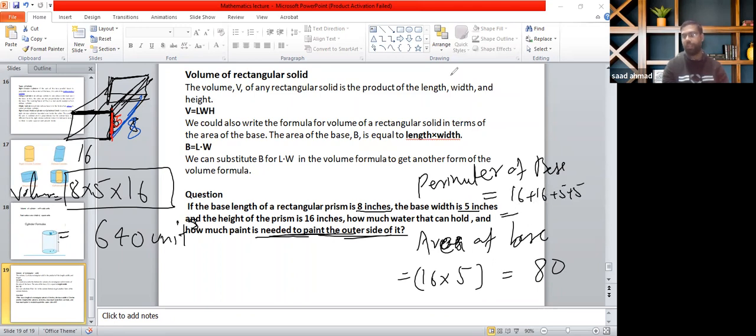So 16 plus 16 is 32. So 32 plus 10 is 42. So the perimeter is 42. Okay, so now let's use the formula.